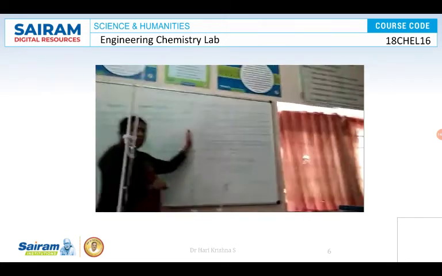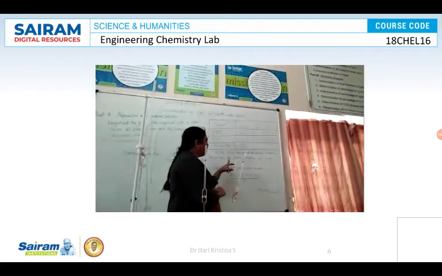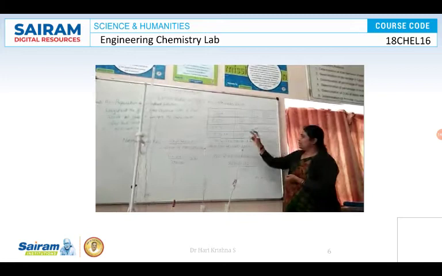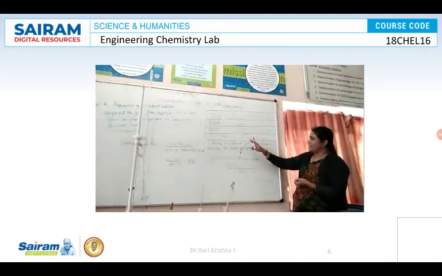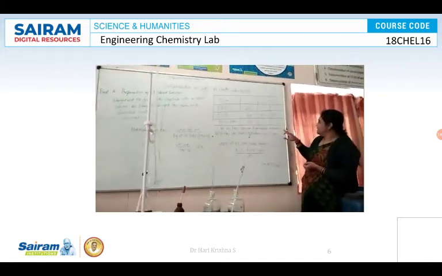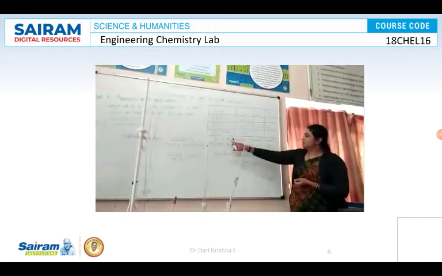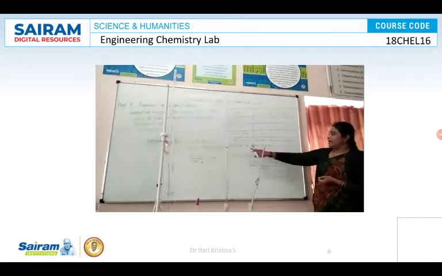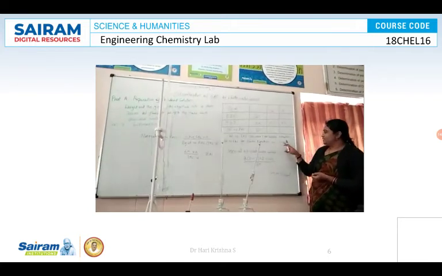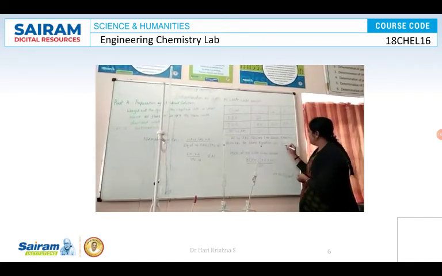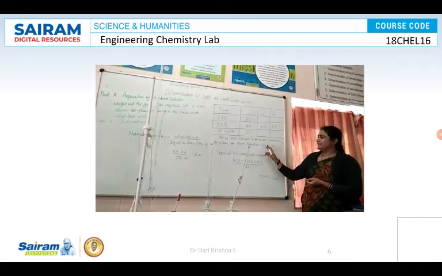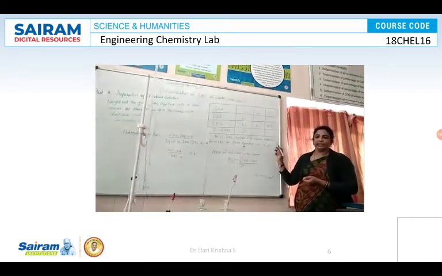Then after completing the 3 trials, any one trial value you have to take. You should not take the average of all 3. Any one value you consider as X, the volume of FAS consumed for sample titration is X, and the volume of FAS for blank titration is Y ml. This will be given in your exams. You don't have to perform the blank titration. The blank titration value will be given to you in your exams.